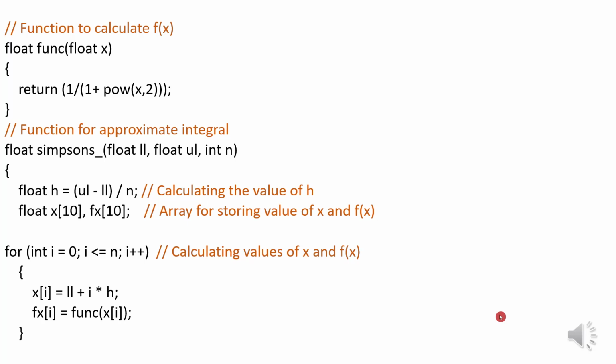fx0 equal to func x of 0. So, it calls the function float func float x. The variable x contains the value 0. It returns 1 by 1 plus x square. So, the value of fx0 will be 1. Similarly, x1, x2 up to x6 and fx1, fx2 up to fx6 will be calculated. When the condition gets false, it comes out of the loop.